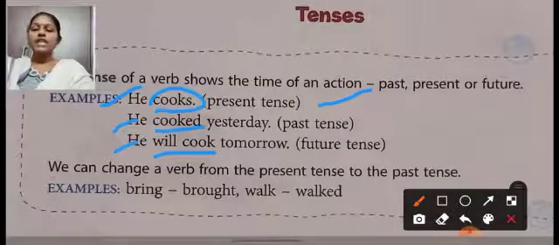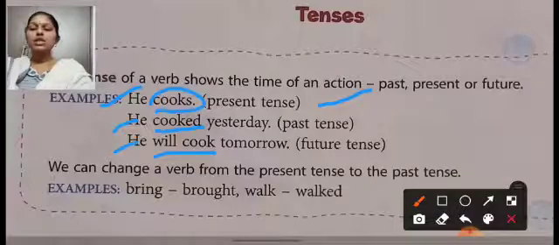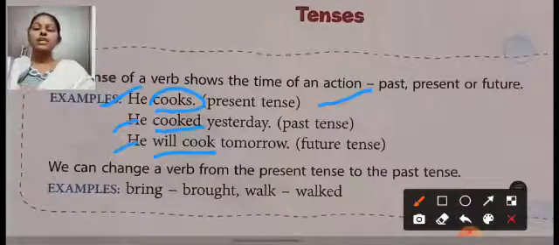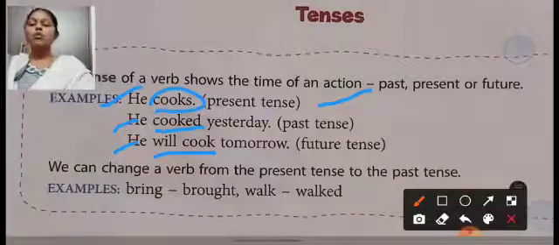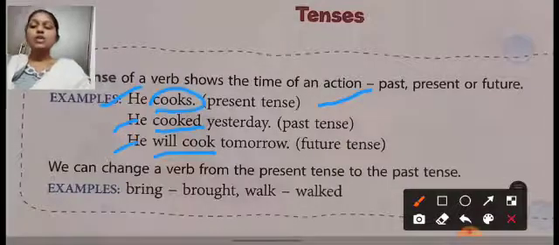And here in the second sentence, he cooked yesterday. Cooked is the verb, and it shows the work done yesterday. That means in the past. So the verb cooked shows the action that is done yesterday or in the past. So that is past tense.